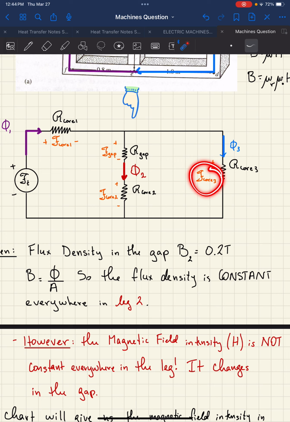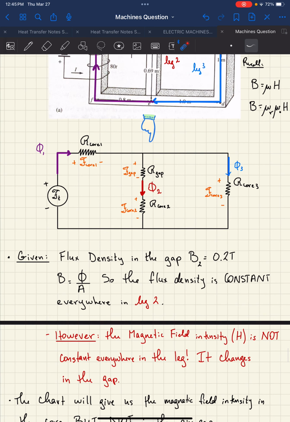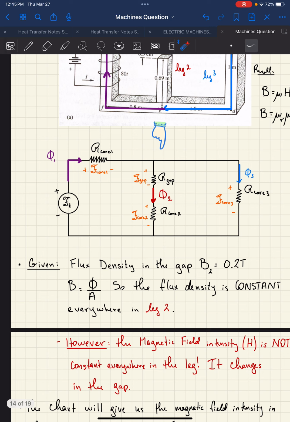From here, F core 3 is H core 3 times L3. I know what L3 is, so I can find H core 3. If I find H core 3, I can find out what B is, in other words, the flux density in this leg. If I find the flux density in this leg, I know the flux density here. I can add them up and I get the total flux density.